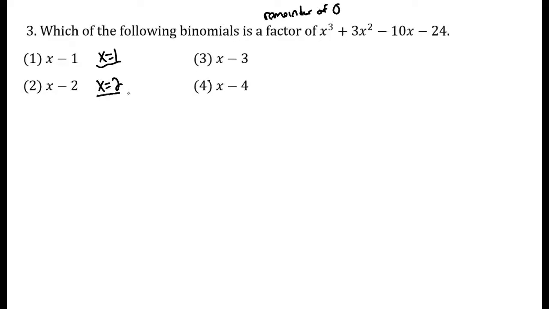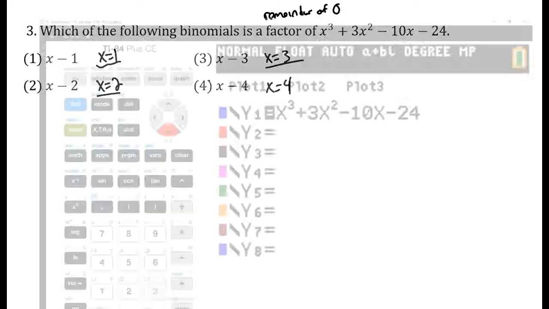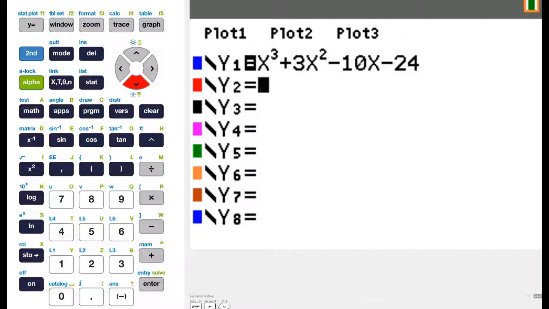Plug in x equals 2, see if I get 0. Plug in x equals 3, see if I get 0. Plug in x equals 4, see if I get 0. But that also takes a lot of time and is something I don't want to do. So here's how our calculator actually does this question for us. On your calculator, go and graph that polynomial, x cubed plus 3x squared minus 10x minus 24.